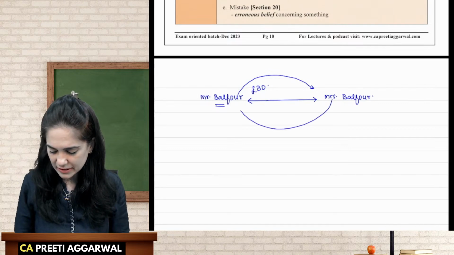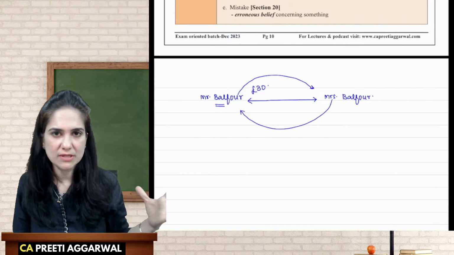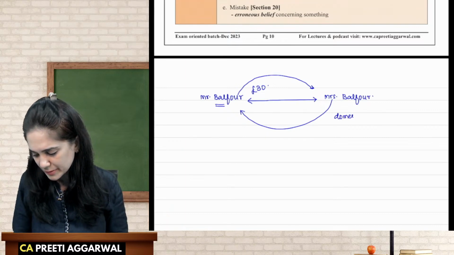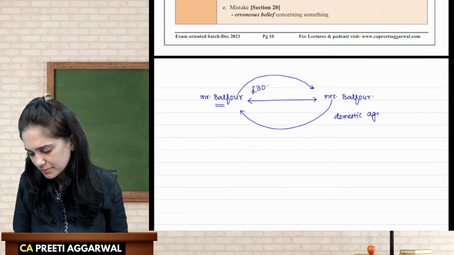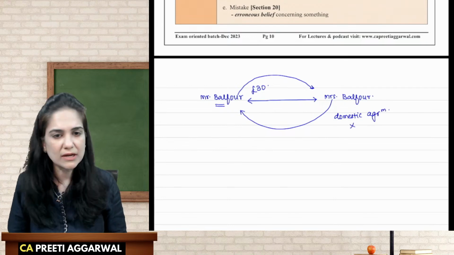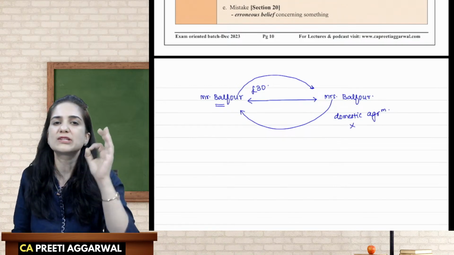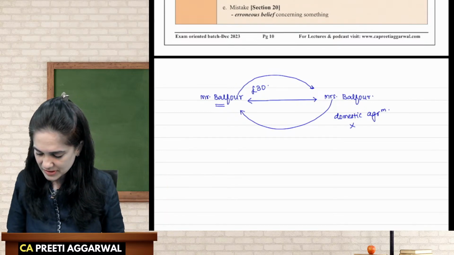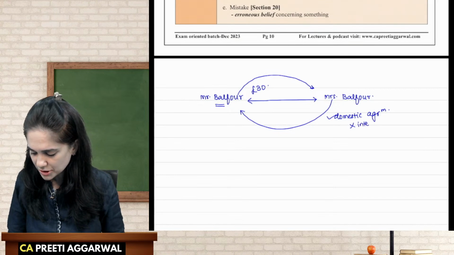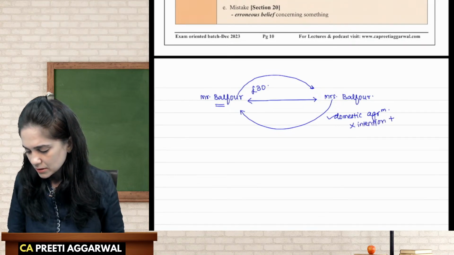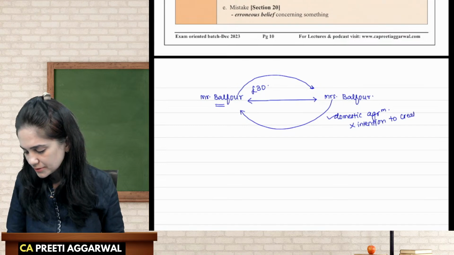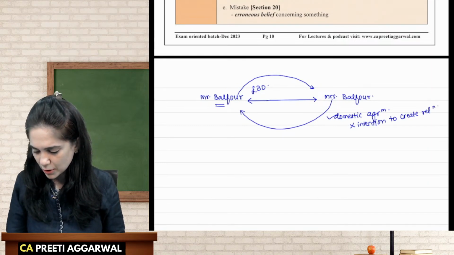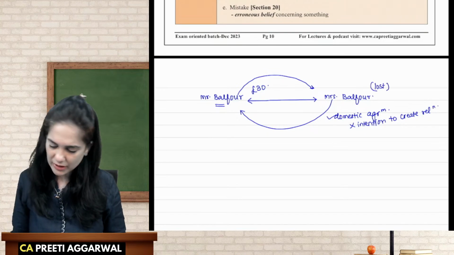Mrs. Balfour filed a case, but she lost the case because this was considered to be a domestic agreement. And in case of domestic agreement, there is no intention to create legal relation. This is how you will write the explanation in the exam. Okay. So it is a domestic agreement. There is no intention to create legal relation. So Mrs. Balfour lost the case. Okay, so this is how you will explain.